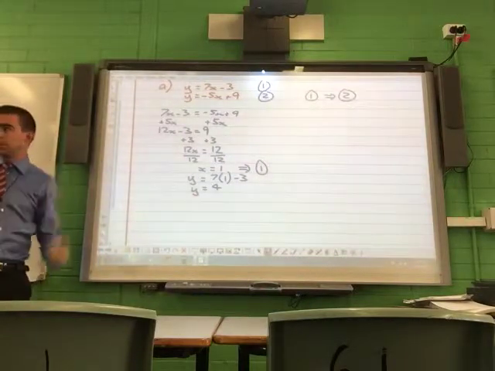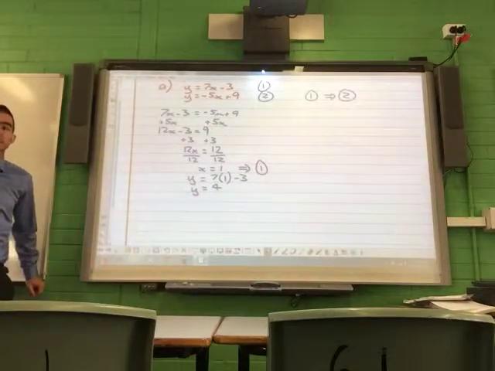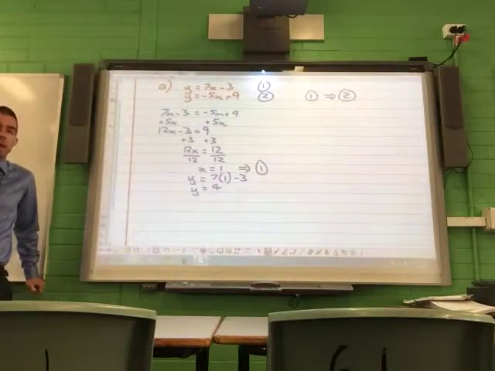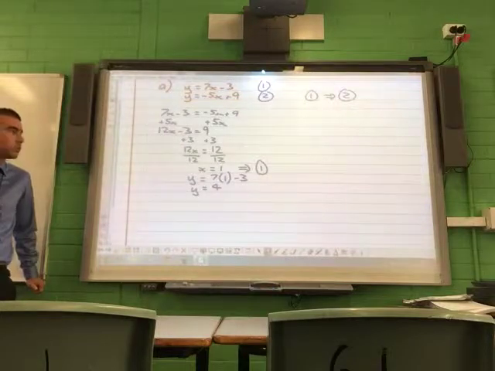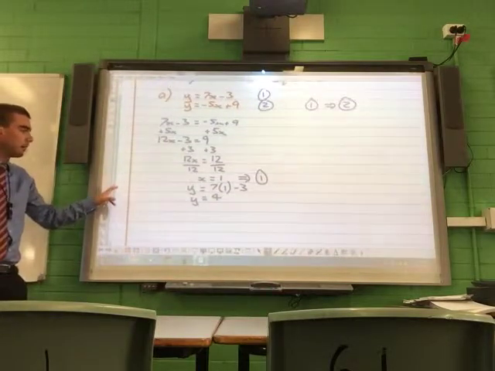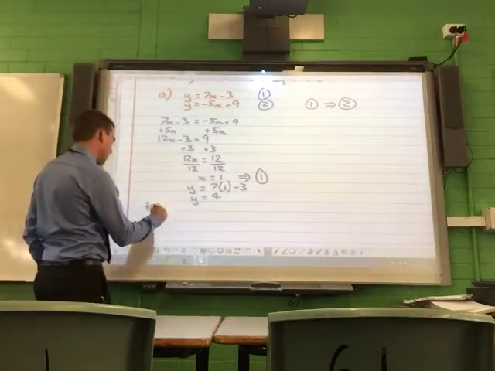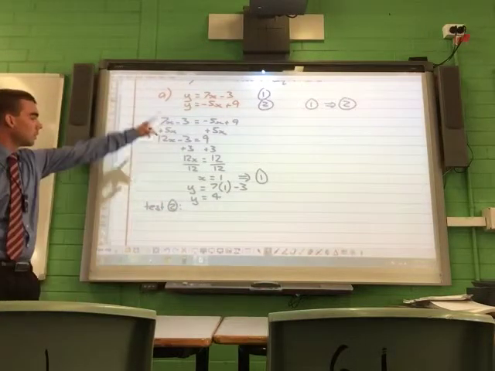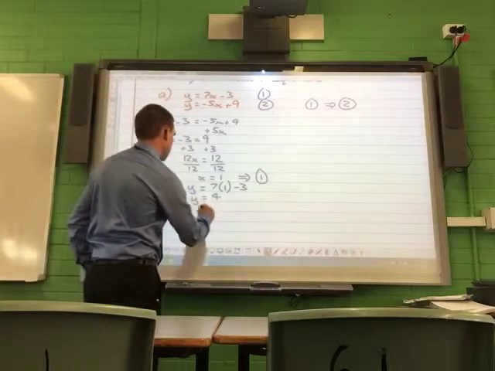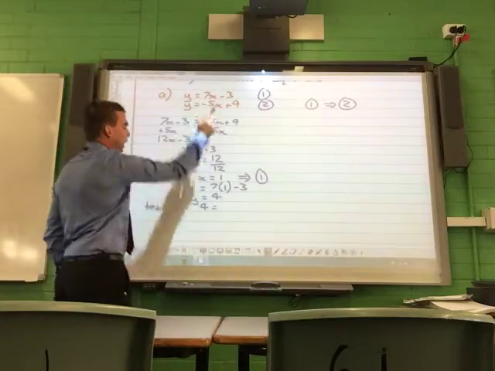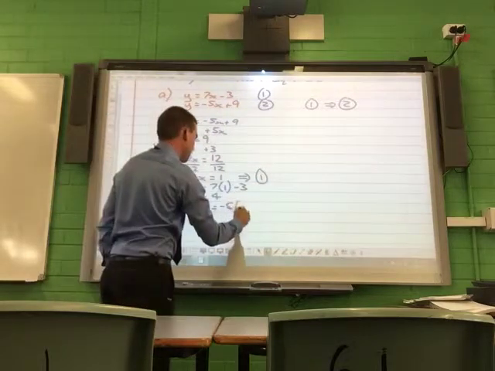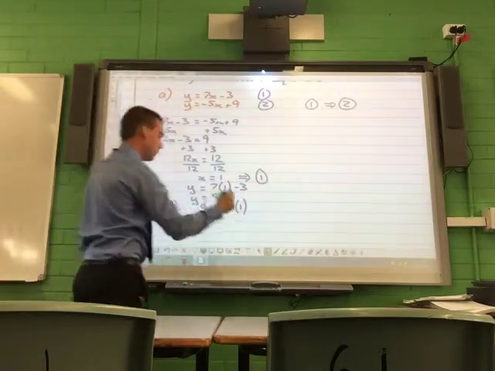What you should do, I'm not saying you have to, but I'm saying you should, is substitute x and y into the second equation. Make sure that holds true. Alright, so test into equation 2. So y is 4. So 4 equals negative 5, lots of my x value, which is 1, plus 9.